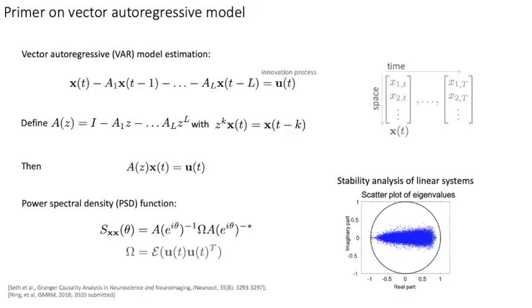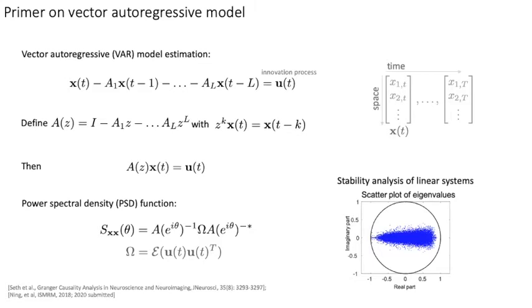Suppose we have a vector of variables. Each entry represents the signal from one brain region, and we have a lot of brain regions here. So we pack them in a vector, and t is the index of time. The autoregressive model, or vector autoregressive model, is just that we can predict the current measurement using past data. And there's some prediction error here represented by u.